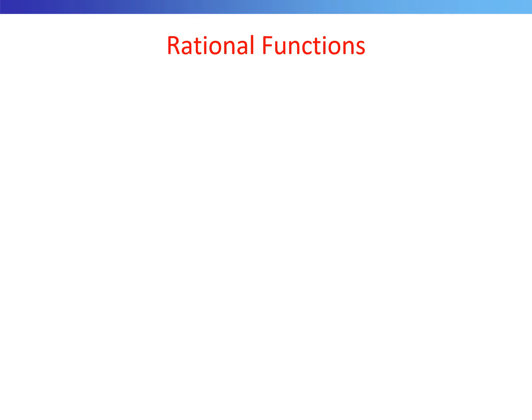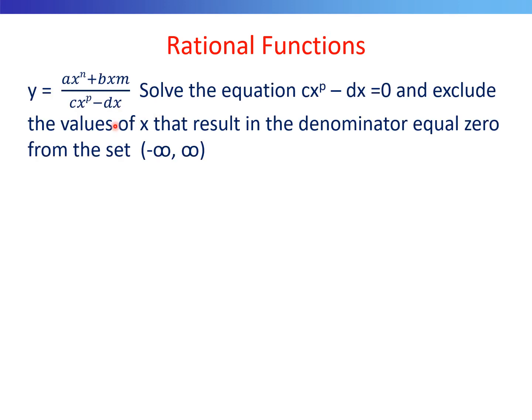Next, we will handle the rational functions. Let y be equal to ax to the power n plus bx to the power m divided by cx to the power p minus d multiplied by x. Since we have an equation on the numerator and an equation in the denominator, we want to make sure that the denominator will not be equal to 0. So we figure out the values for x that will make the denominator equal to 0 and exclude them.